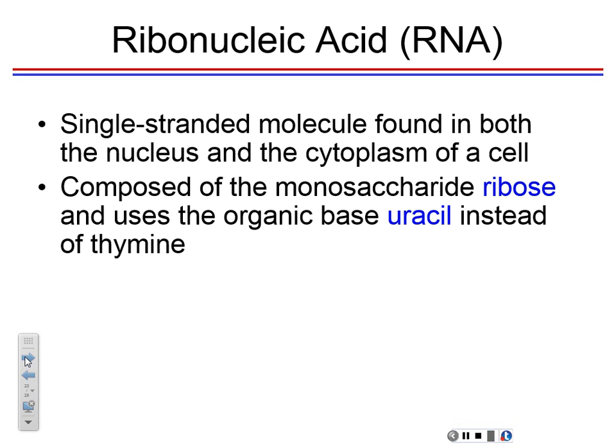Okay? The monosaccharide here is ribose. That's why it's called ribonucleic acid. The other one is deoxyribose, because you just knock off one oxygen on the ribose, all right, and then you form deoxyribose for DNA. And RNA uses the organic base uracil, all right, instead of the thymine.